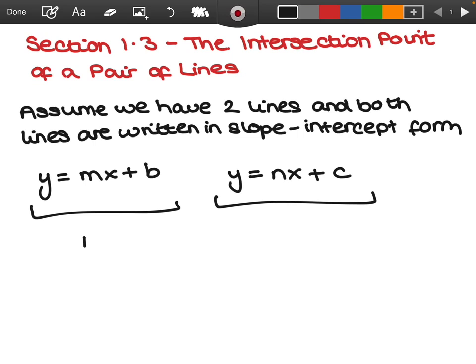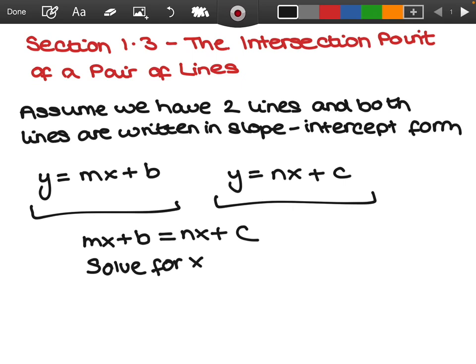So to solve them simultaneously, all I would have to do is set the right-hand sides equal to one another. That's the case because they both equal y. So I can set the right-hand sides equal to one another, and at that point I can solve for x. Okay, because the only variable that I now have in that equation is x. m, b, n, and c are all going to be constants. So you can go ahead and solve for x.